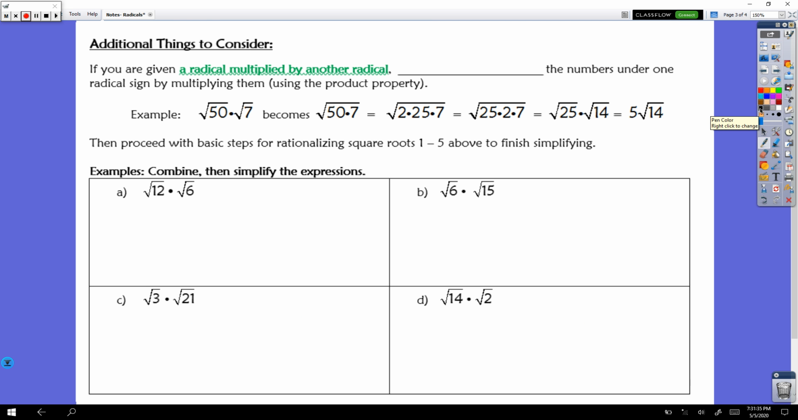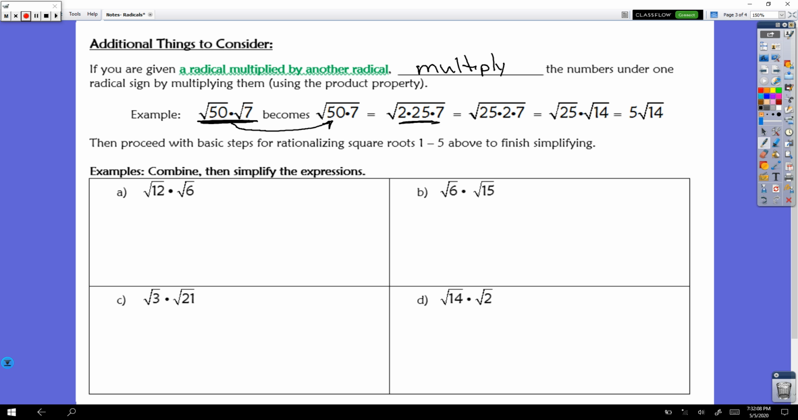So let's look at multiplying radicals, okay? If you are given a radical multiplied by another radical, we want to multiply the numbers under one radical sign. So the example here, we have the square root of 50 times the square root of 7. I put them all under one radical sign, and then I break them apart.